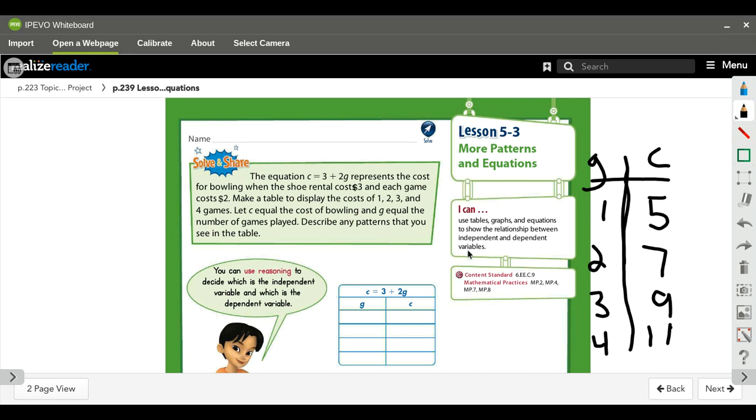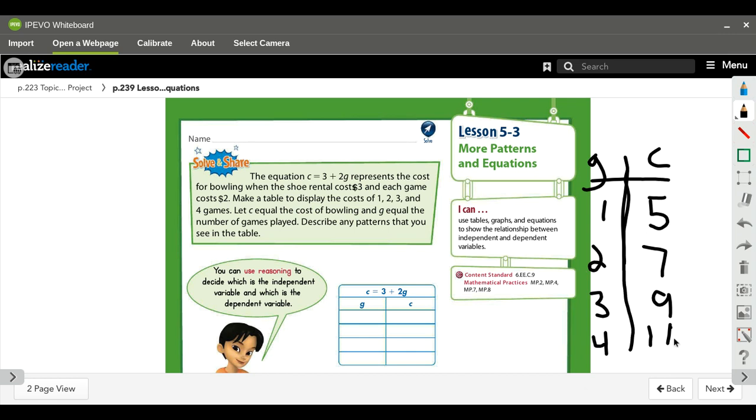So if we take a look at some of the patterns. The patterns that I'm looking at, I know that G goes up by 1. That's a pattern that I see. And C is going to increase by 2. That's another pattern I see. But when I'm really looking at the relationship between independent and dependent variables, looking at the C column and looking at the G column is not going to help me find the relationship between my independent and dependent variables.